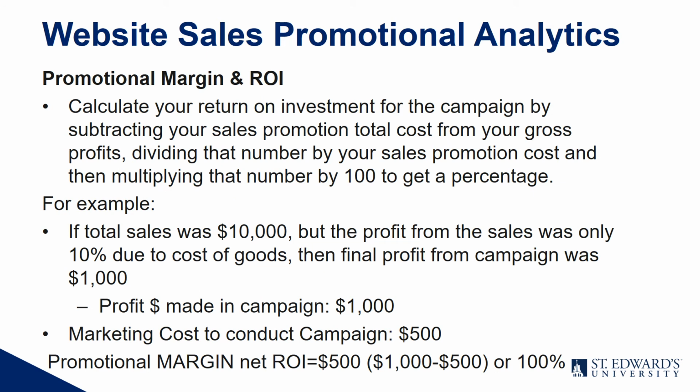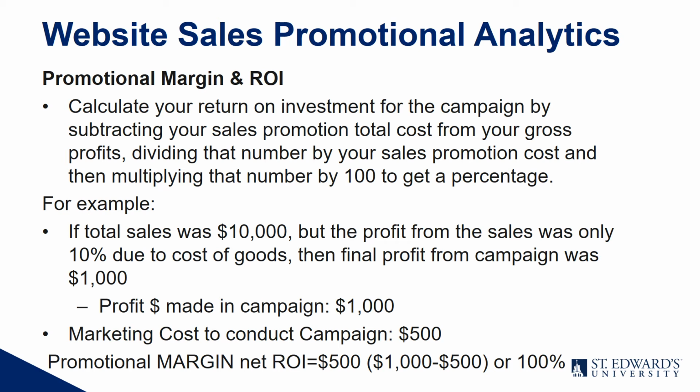Now, profitability is what it's all about. You have to understand your margin and ROI. To calculate your return on investment for the campaign, you subtract your sales promotion cost from your gross profits, divide that number by your sales promotion cost, and then multiply that number by 100 to get a percentage. So, for example, if total sales from a campaign or promotion was $10,000, but the profit from the sales was only 10% due to the cost of goods, then the final profit from the campaign was $1,000, okay? So profit dollars made in the campaign was $1,000. Now, perhaps your marketing cost to conduct the campaign was $500.